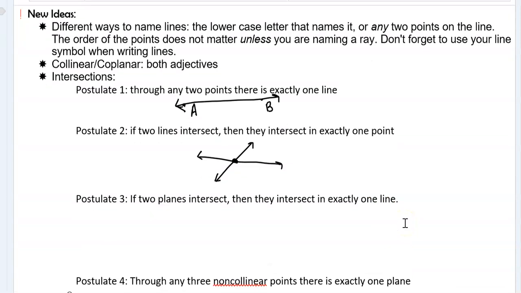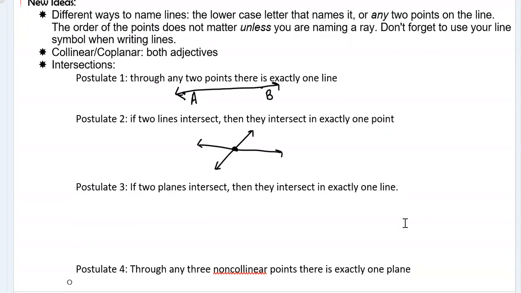The next one looks a little bit weirder. If 2 planes intersect, then they intersect at exactly 1 line. So think if I have a plane going this way, and then another plane like this, they're going to touch right here. And that is a line.